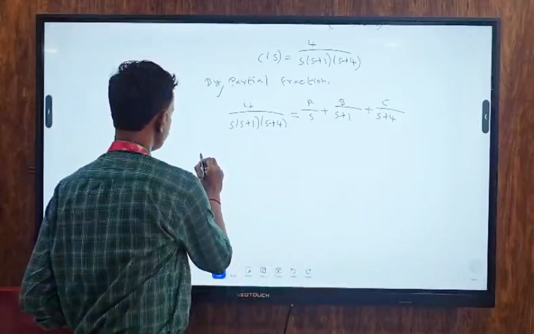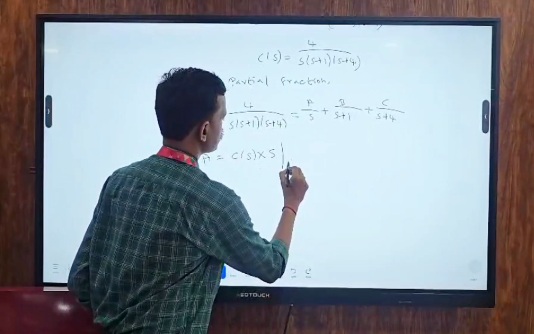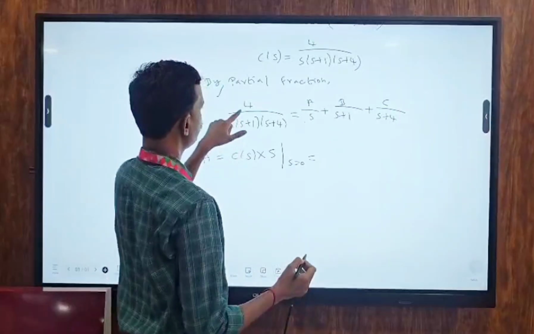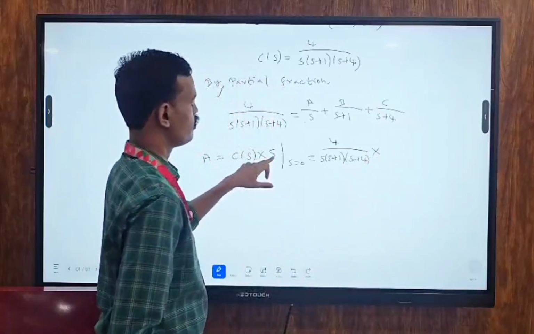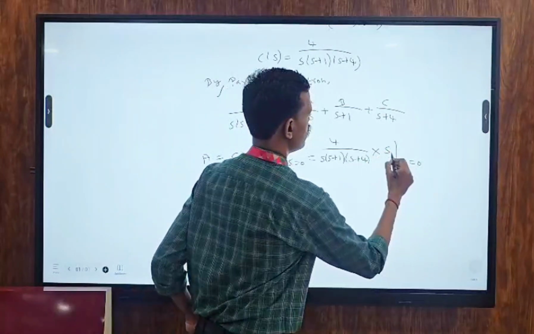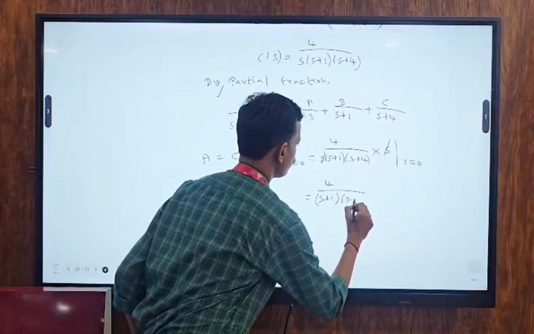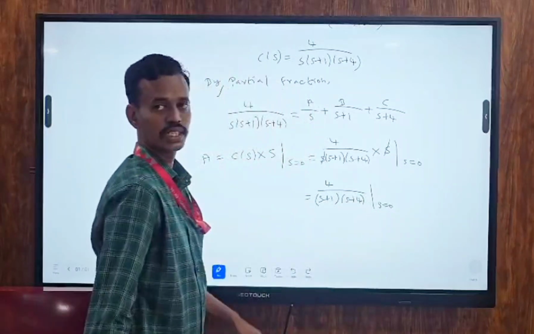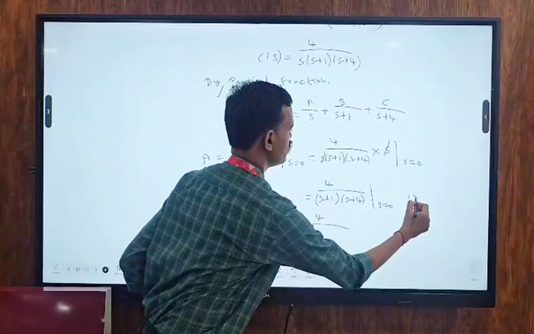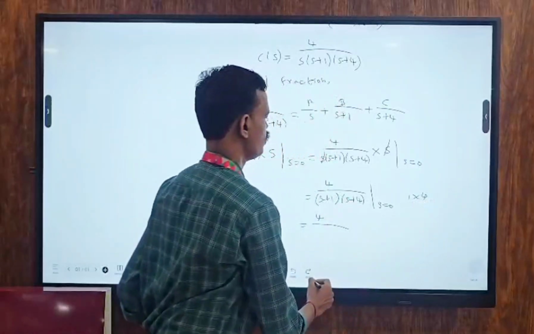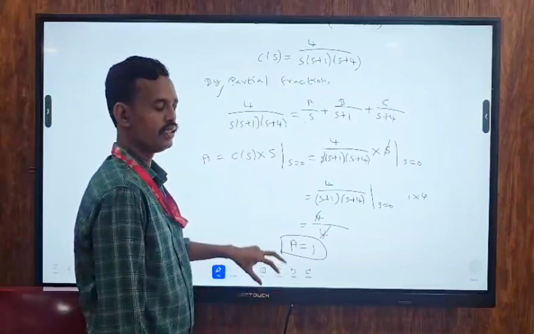To obtain the A value, we write s times C(s) and substitute s = 0. C(s) is 4/(s(s+1)(s+4)); multiplying by s, the s cancels, giving 4/((s+1)(s+4)) at s = 0. That is 4 over (0+1) times (0+4), so 1 times 4 is 4, and 4 by 4 cancels. The A value is 1.